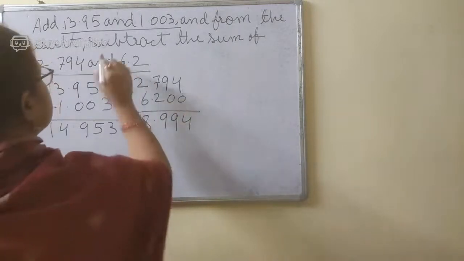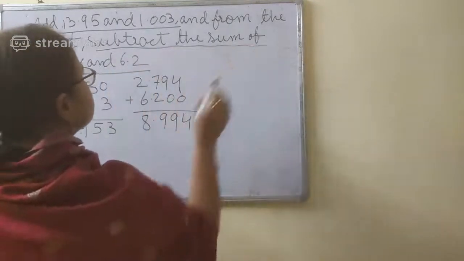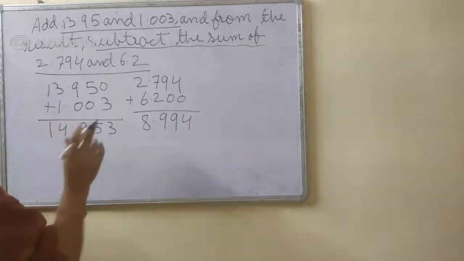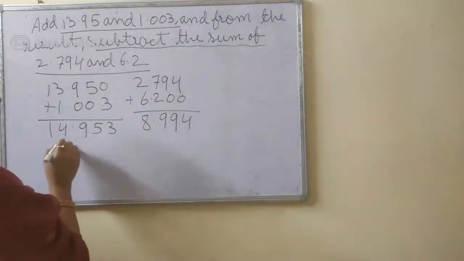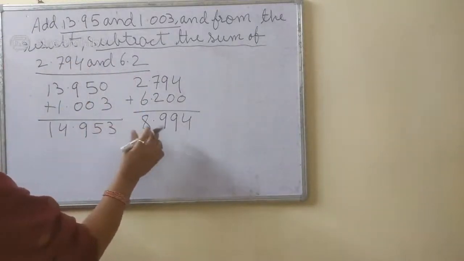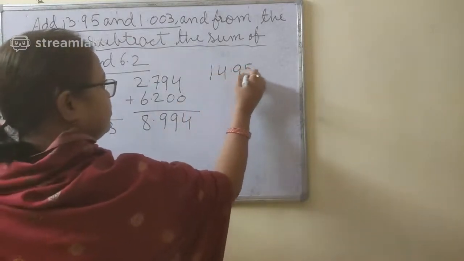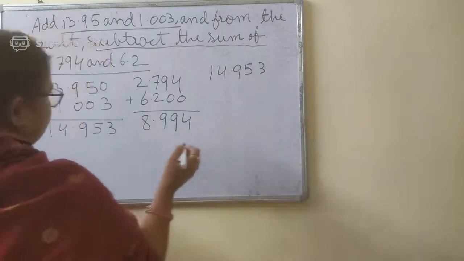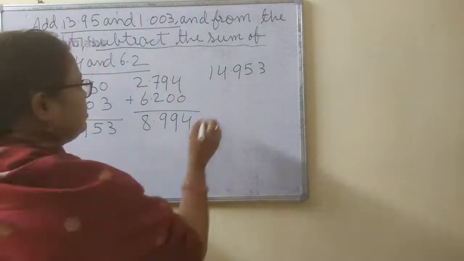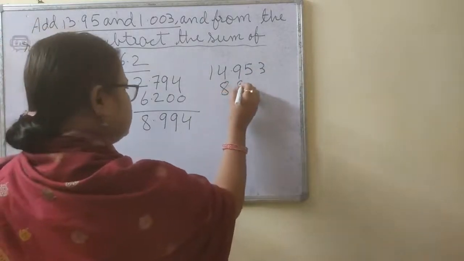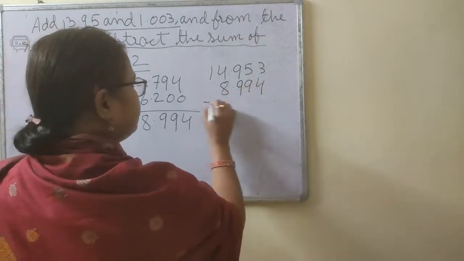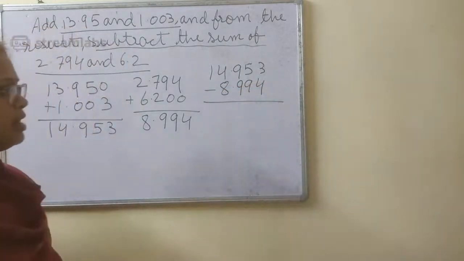Clear? Then we have to subtract the sum. We have to subtract from the result, means from this we have to subtract this one. So we will write here 14.953. Okay, and then we will write here 8.994 and we will subtract.